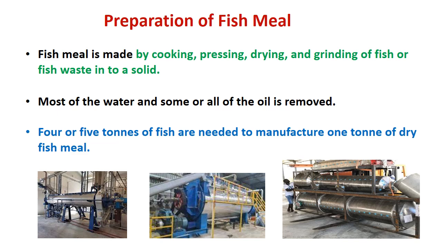Then the oil is separated and purified and used as fish oil, which is also used in livestock feeding if it is from the waste source, and if it is from good, healthy, hygienic fish, then it can go for human use as a supplement. So 4 or 5 tons of fish are needed to manufacture 1 ton of dry fish meal. That is the ratio of 4:1.